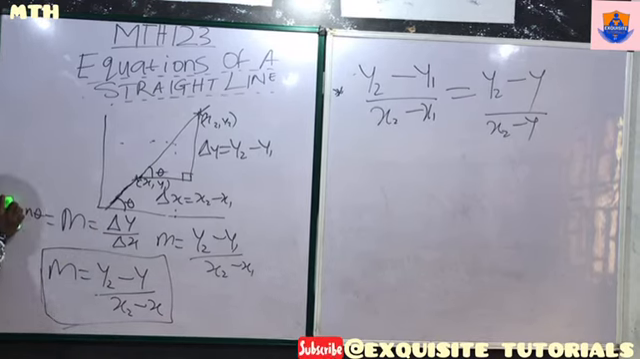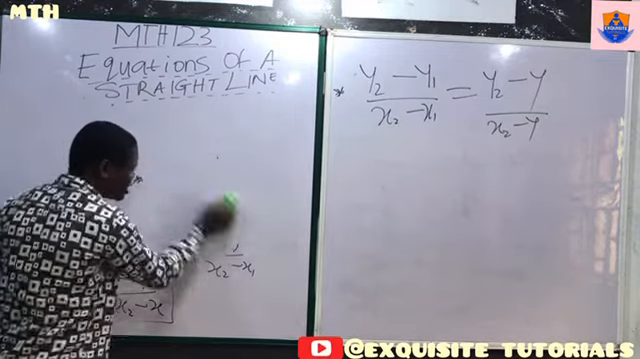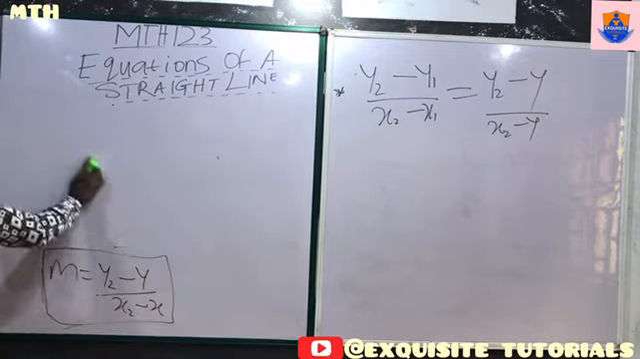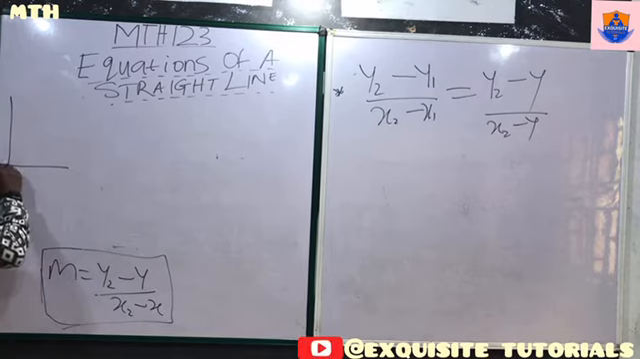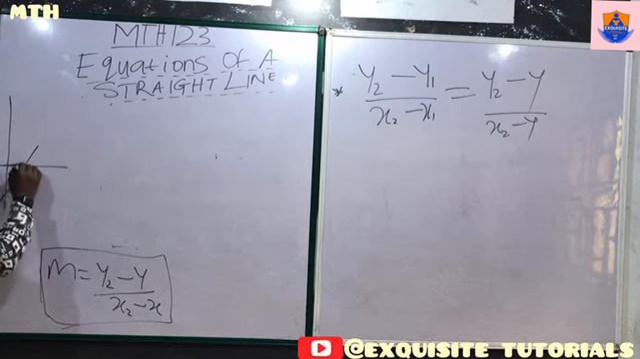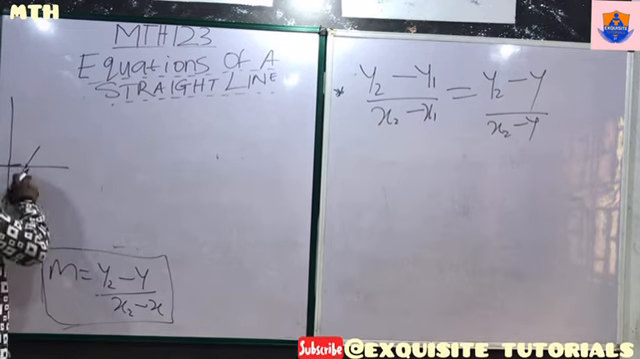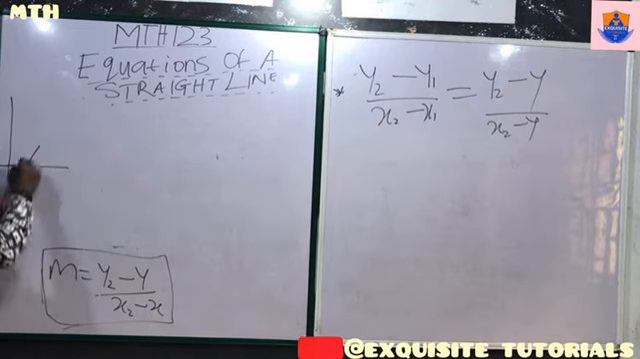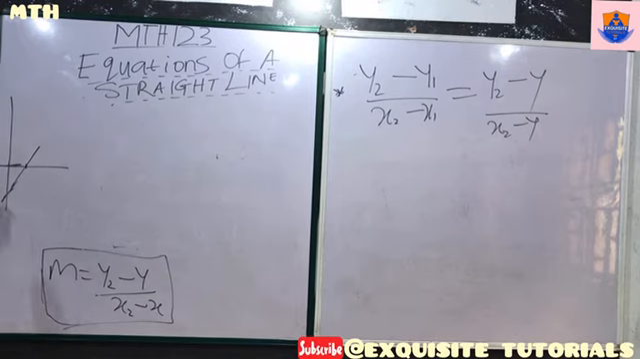Now let's talk about the third form. In doing so, we'll talk about intercept. Now the intercept is the point where the line touches the x or the y axis. That's what we call the intercept. Now this line touches the x axis at this point, so this will be the intercept on the x axis, and this straight line touches the y axis at this point, so this point becomes the intercept on the y axis.